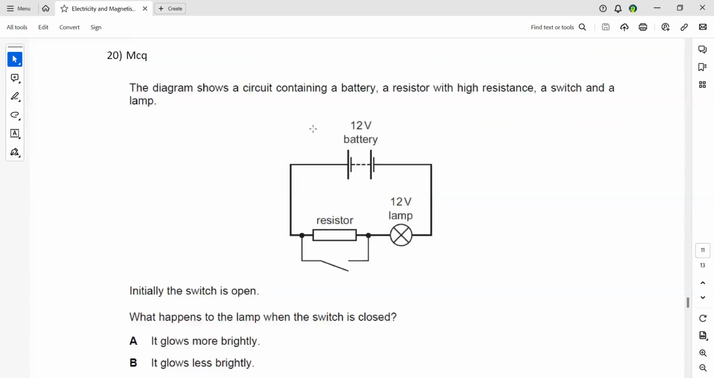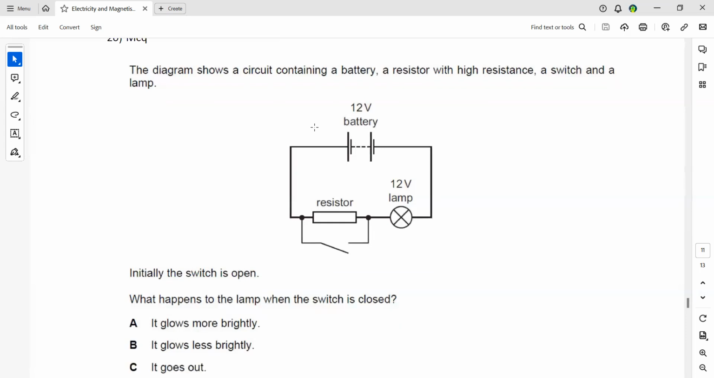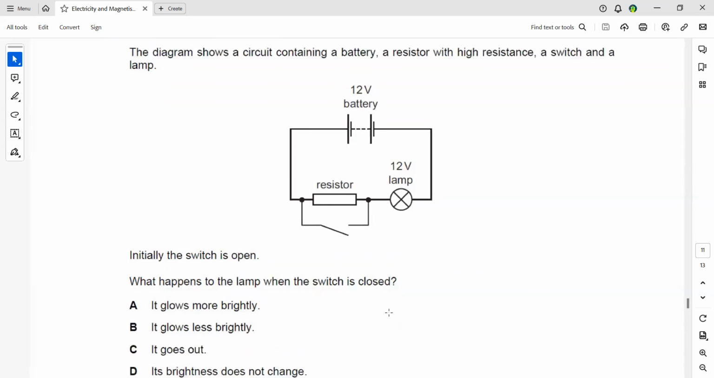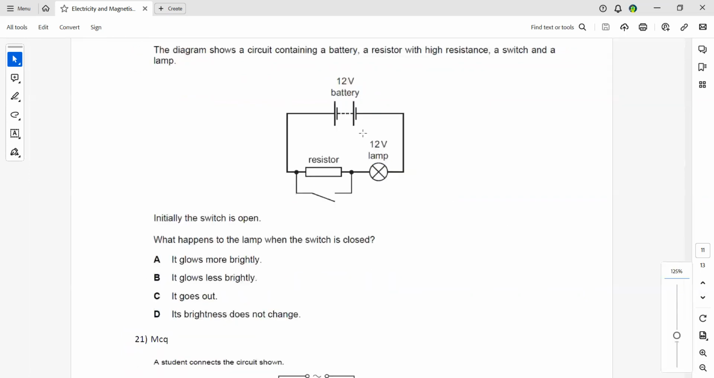The diagram shows a circuit containing a battery, a resistor with a high resistance, a switch and a lamp. Initially, the switch is open. What happens to the lamp when the switch is closed? Look, when we close this switch, it will be a short circuit. What is the meaning of a short circuit? It means the electric current will flow through the least resistive path. So it will not flow through the resistor, it will flow through the switch. And the lamp will receive all the voltage.